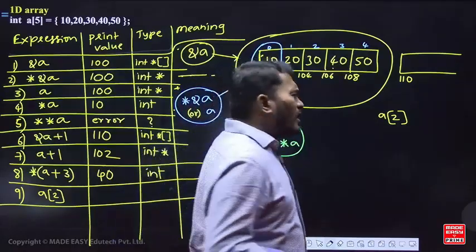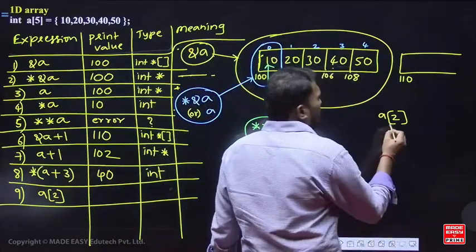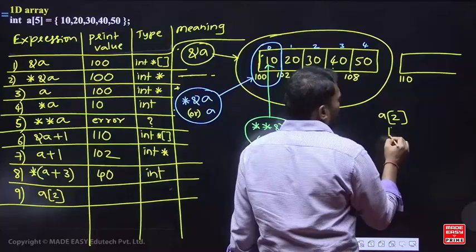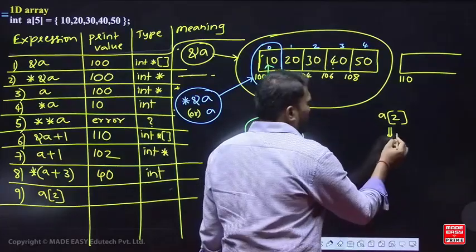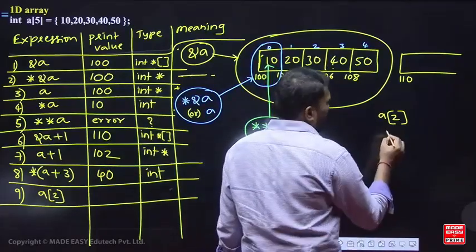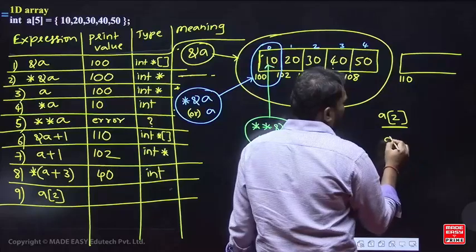So when you say a of 2, how will the compiler evaluate it? This will be evaluated like this. Listen here. Just listen carefully.